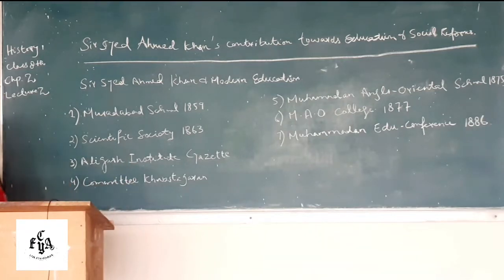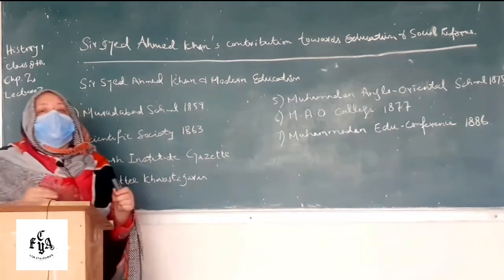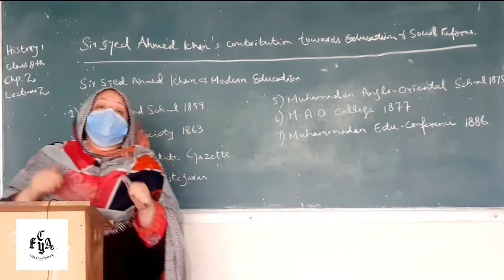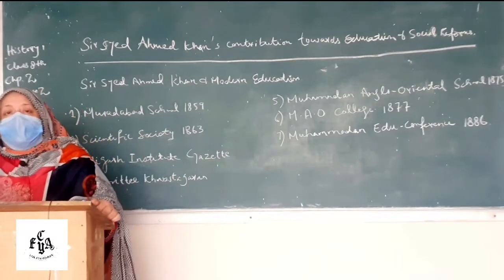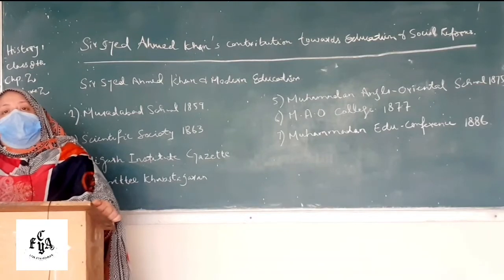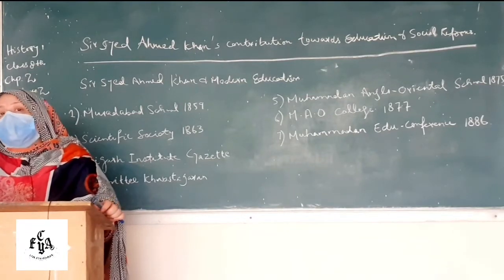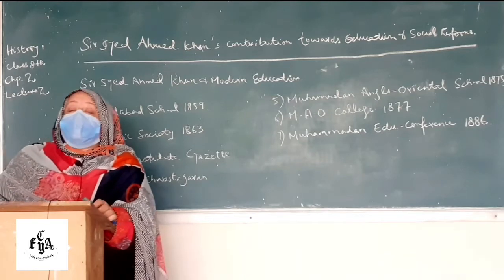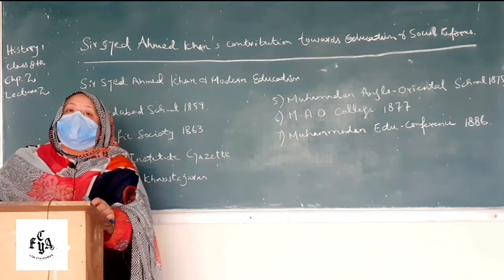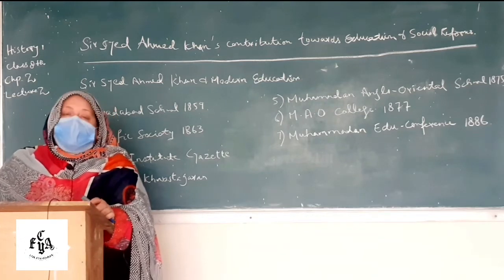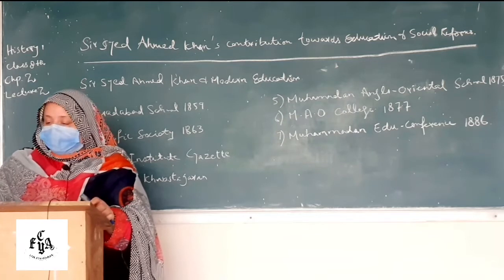So the modern education, as I told you before, whenever we talk about the history of modern education in the subcontinent, it is incomplete without Sir Syed Ahmed Khan. It started with a school in Moradabad in 1859, and then in 1920 the Aligarh College became Aligarh University. Okay, now let's discuss this history.